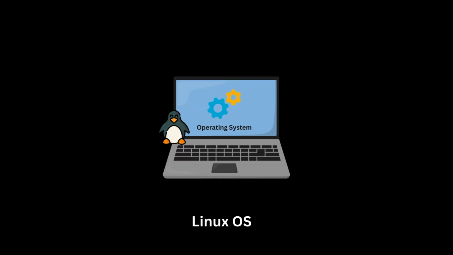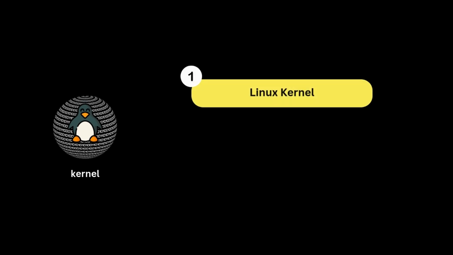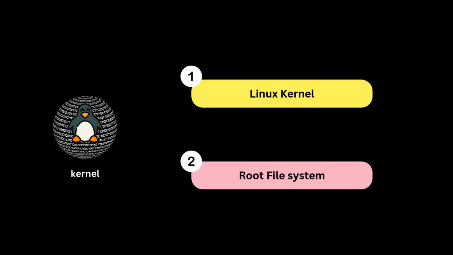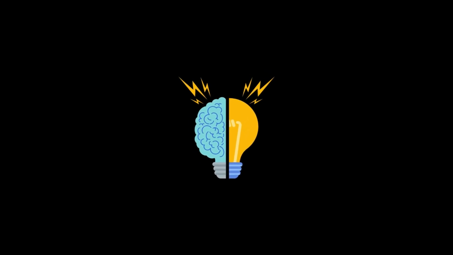Now, let's dive into the Linux operating system. At the core of Linux, there are two main components, the Linux kernel and the root file system. Now that might sound a bit complex, but let's simplify it. Think of everything in Linux as different files.